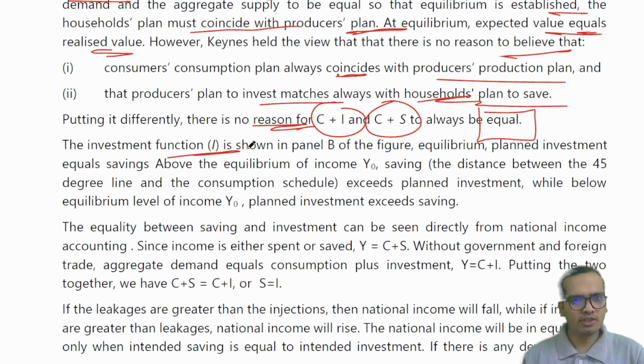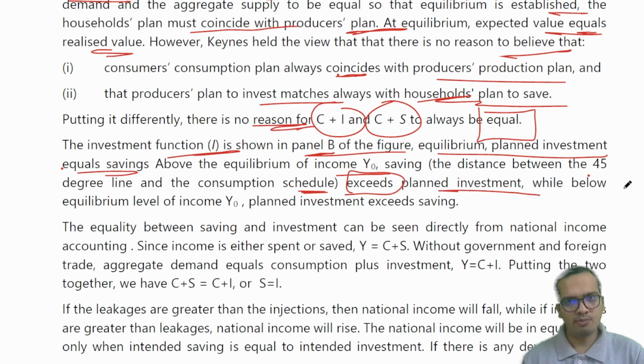The investment function I is shown in panel B of the figure. At equilibrium, planned investment equals saving. So planned investment equals saving. Above the equilibrium level of income Y, savings, the distance between the 45-degree line and the consumption schedule, exceeds planned investment, while below the equilibrium level of income, planned investment exceeds savings.